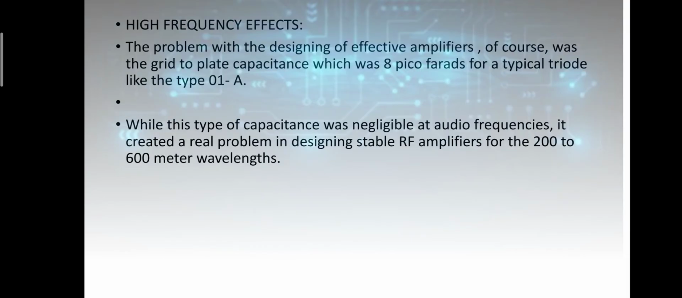High frequency effects. The problem with the designing of effective amplifiers, of course, was the grid to plate capacitance, which was 8 picofarads for a typical triode like the type 201A. While this type of capacitance was negligible at audio frequencies, it created real problems in designing stable RF amplifiers for the 200 to 600 meter wavelengths.